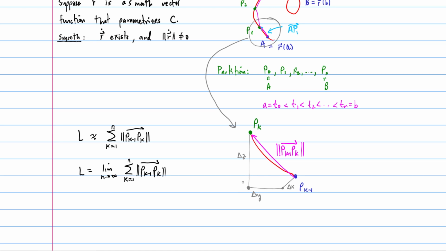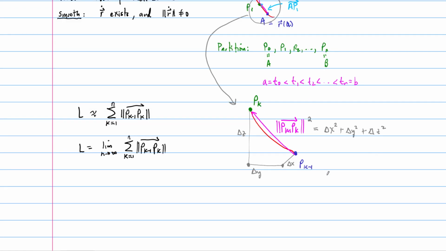And this just obeys our three-dimensional Pythagorean theorem. So we can then write that this squared is equal to the sum of these squared, so delta x squared plus delta y squared plus delta z squared, by the three-dimensional Pythagorean theorem. All right, well, with our vector function, what's going to happen here? Recall that we have our vector function r of t, and it will be parametrizing our component functions: x of t, y of t, z of t.